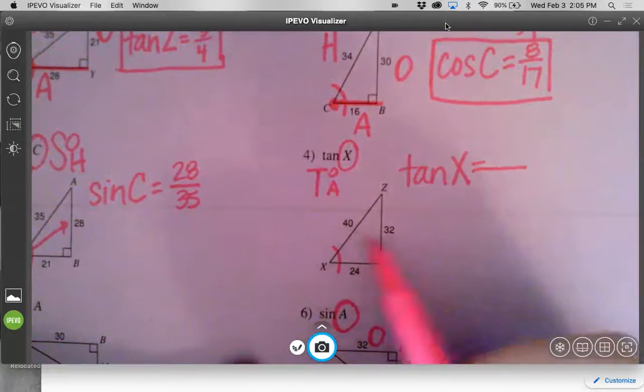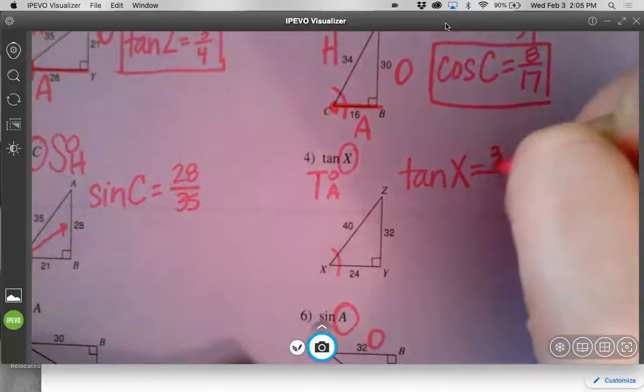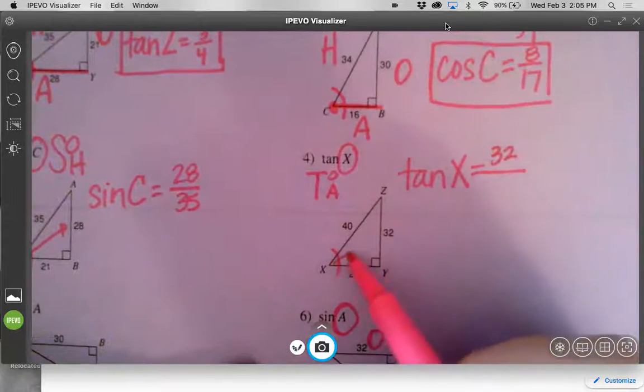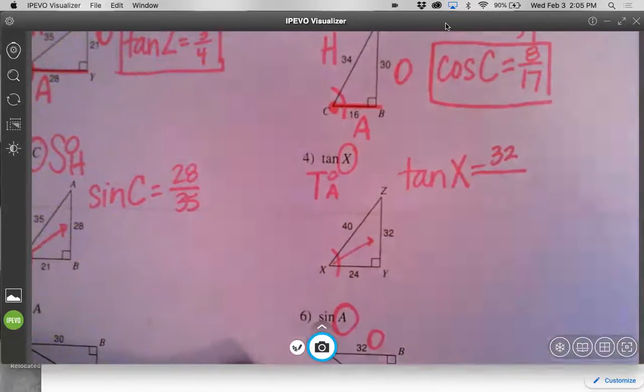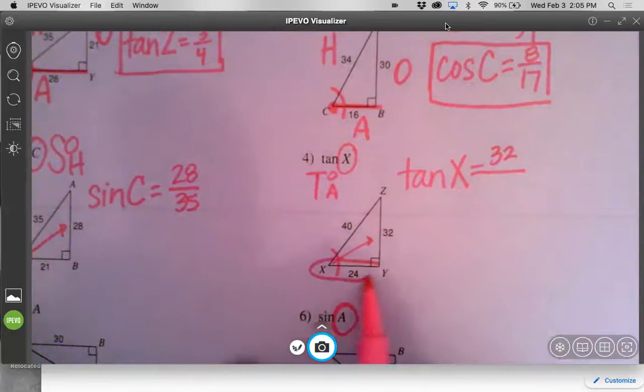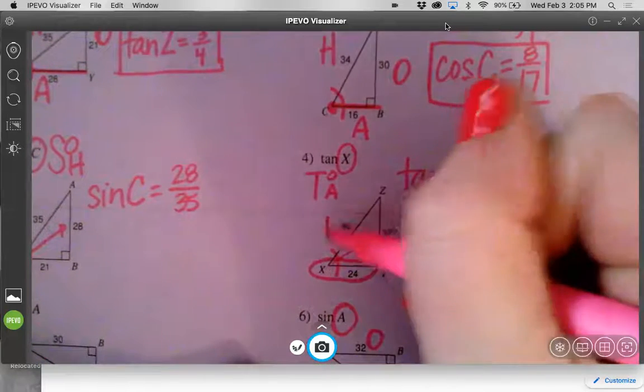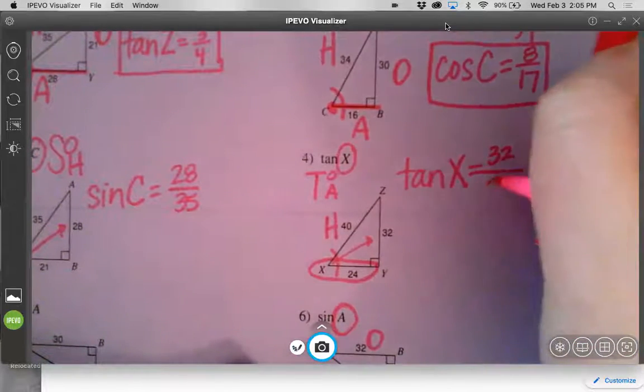You got 40, 32, 24. Good, 32. Okay, it's the one all the way across the triangle. And the adjacent side is the one that touches the x and is not the hypotenuse. So the adjacent is 24.